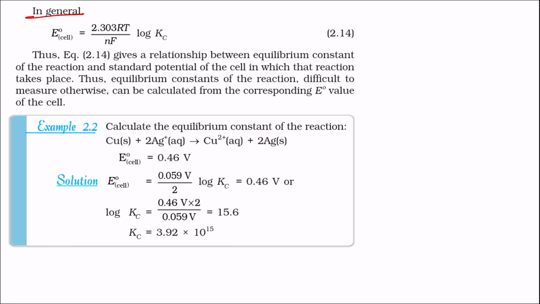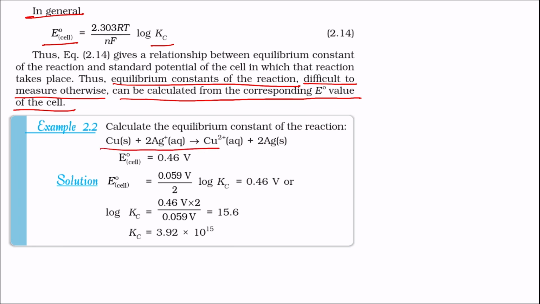In general, the standard electrode potential is equal to 2.303 RT by nF log of the equilibrium constant. So the equilibrium constant of a reaction, which is difficult to measure otherwise, can be calculated from the corresponding electrode potential of the cell. So this is the utility of this equation. Now calculate the equilibrium constant for the reaction.